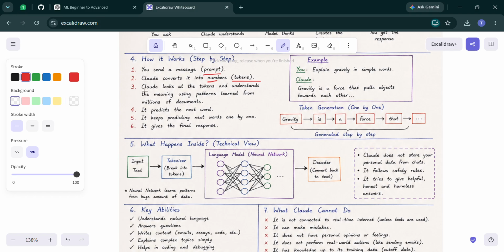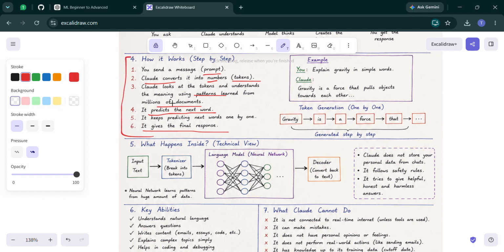In the third step, Claude looks at the tokens and uses them to understand the meaning, using patterns learned from millions of tokens. It searches those tokens against what it learned, meaning patterns. It finds the patterns from millions of records and millions of documents, so it predicts the next word. Then Claude generates the response: it keeps predicting the next word one by one, and it gives the final response. This is the sixth step.